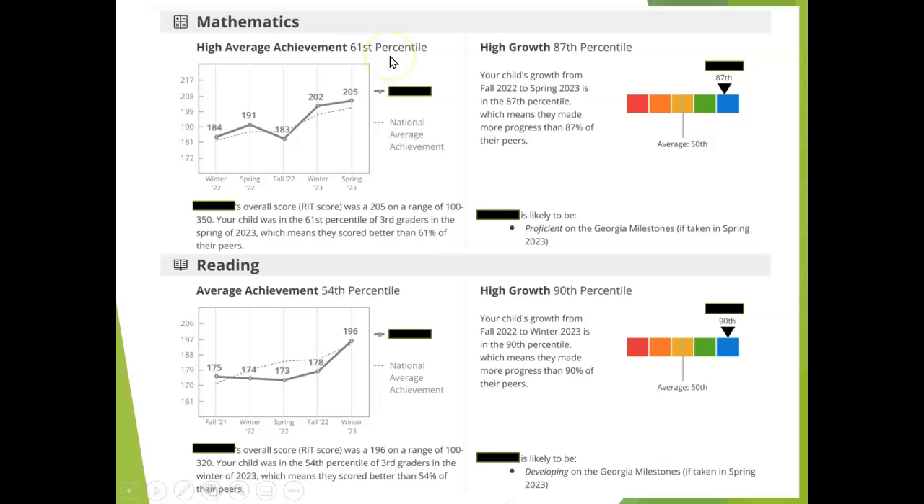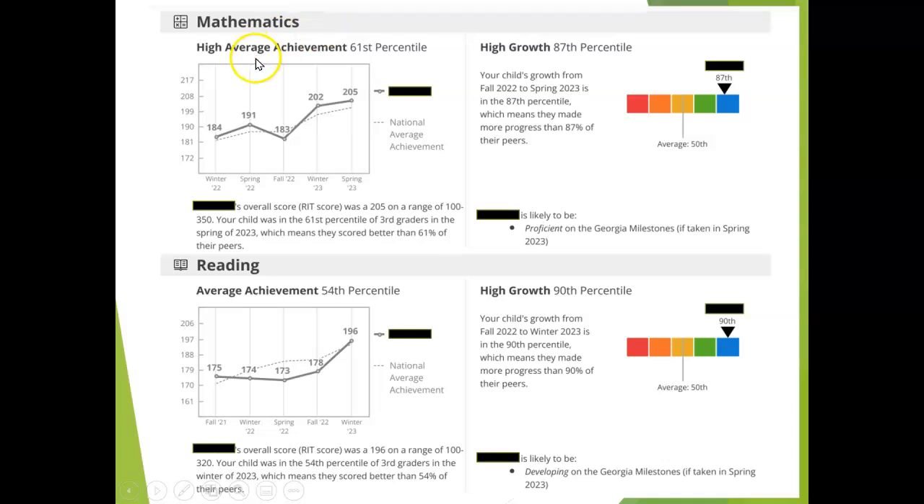Percentiles will also be listed for both achievement and for growth. As explained on the report, the percentile just shows how your child is performing compared to the peers across the nation. So for example, in math, this student's score was in the 61st percentile for achievement, which means that their score was higher than 61% of their peers. Now for growth, this student was in the 87th percentile, which means they progressed more than 87% of their peers.